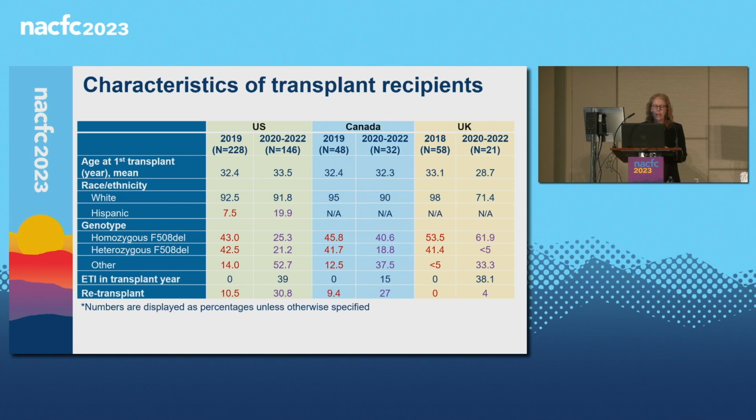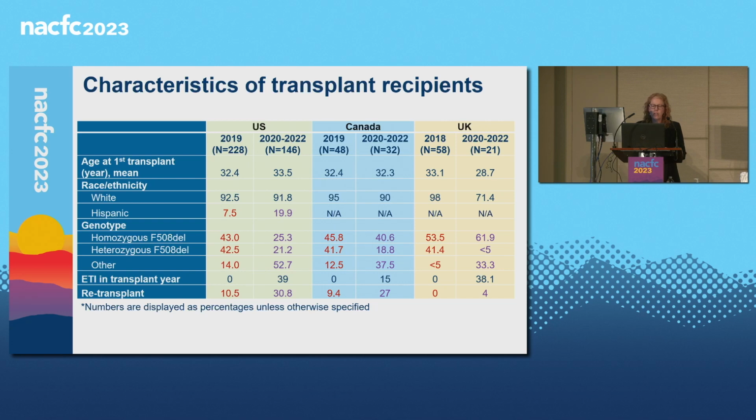So you can see that genotype, for example, as you might expect, fewer people are being transplanted who have at least one copy of Delta F508. And there's an increased proportion of people who are being transplanted with other mutations. And why is this important? Because these individuals potentially have different survival after transplant. They may be at higher risk for complications after transplant.